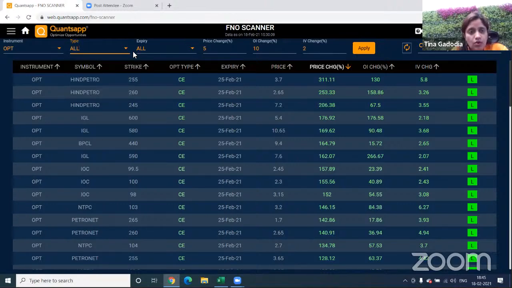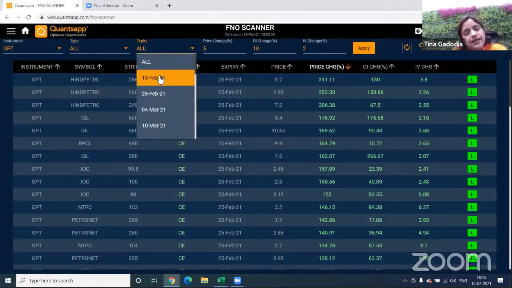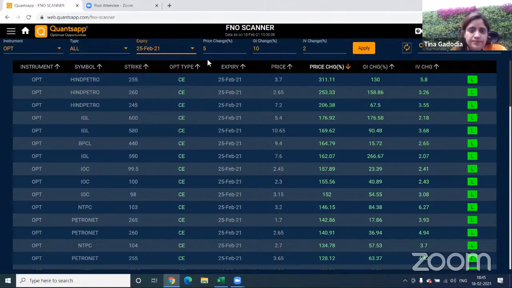So let's do only call. Expiry, say I want to do 25th Feb. I want to see the price which has gone up. Now we are doing post market, so definitely the changes would be very high.